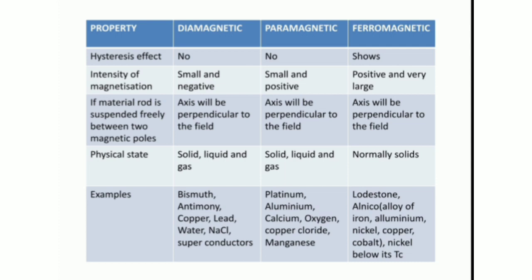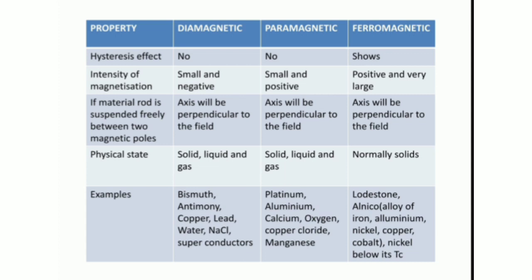Now the examples of all the three. Diamagnetic material, some examples: bismuth, antimony, copper, lead, water, sodium chloride and superconductors. All the material in its superconducting state. Paramagnetic material: platinum, aluminium, calcium, oxygen, copper chloride and manganese. Ferromagnetic material: lodestone, alnico. Alnico is the combination of the metals. It's an alloy of iron, aluminium, nickel, copper and cobalt.